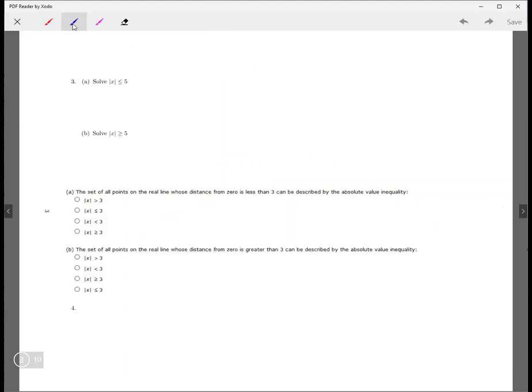Number 3, solve the absolute value of x is less than or equal to 5. Absolute value means that you take whatever the number is. If it's negative, you make it into the positive of that. And if it's already positive, then you keep the same number, right? So this one, it turns out the answer is negative 5 to 5.